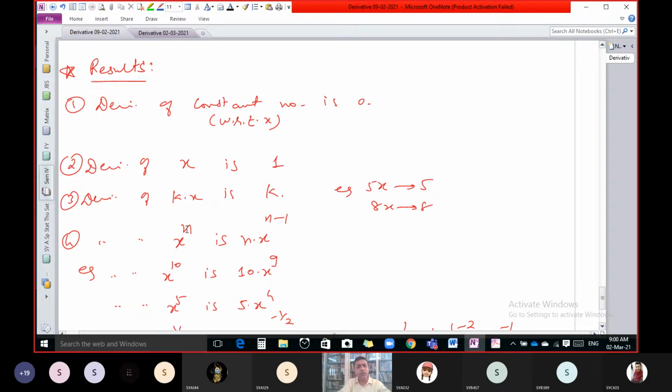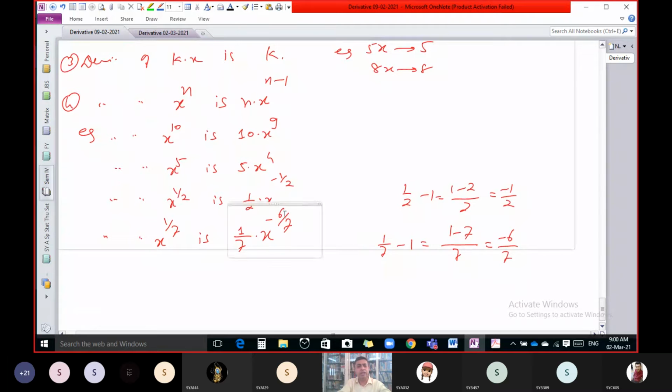Derivative of x raised to n, x raised to any power. The answer of that is n into x raised to n minus 1. Example, derivative of x raised to 10. Answer is 10 into x raised to 10 minus 1, that means 9. Derivative of x raised to 5. So the answer is 5 into x raised to 4. Why 4? 5 minus 1, 4.